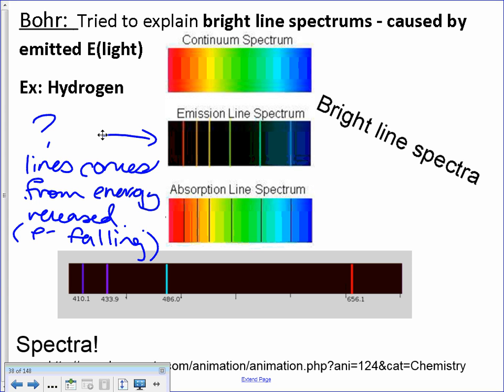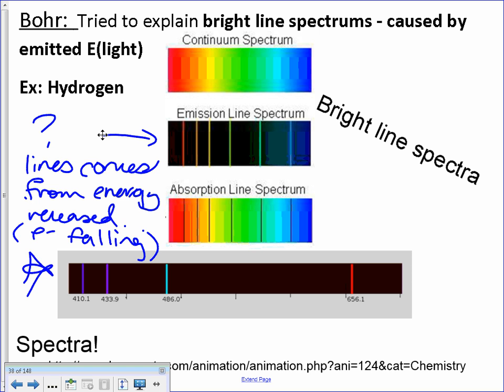I wanted to make that connection, but it's hard because you can't see the atom, and you only see the results of what the atom is doing, and that's what this is. You can see these lights. And this down here is maybe a little hard to see. There's a line at 410, at 433, at 486, and at 656. Those are the emission lines of hydrogen.